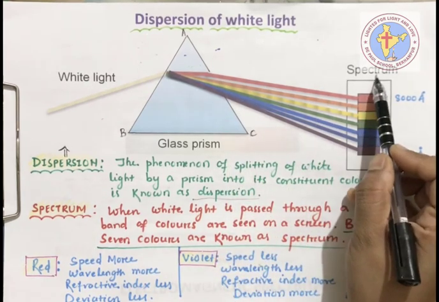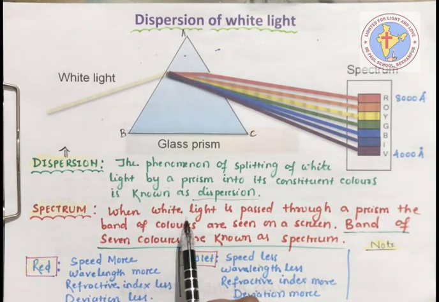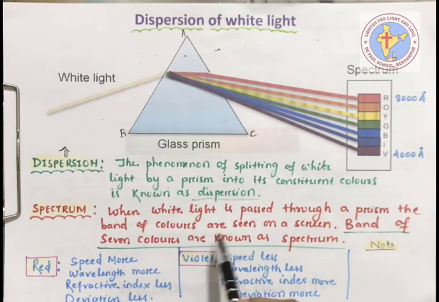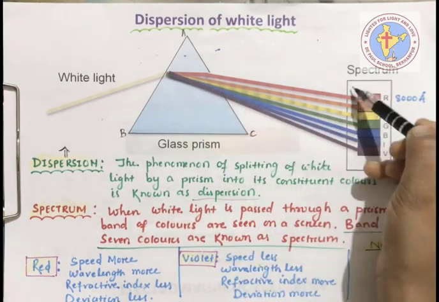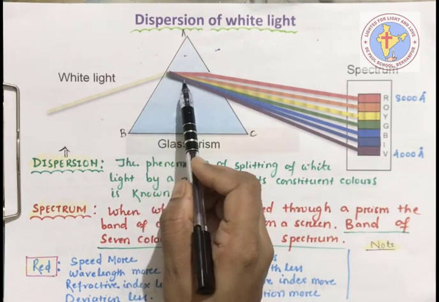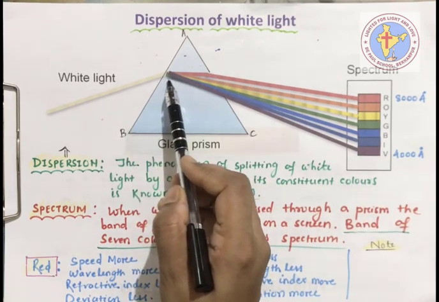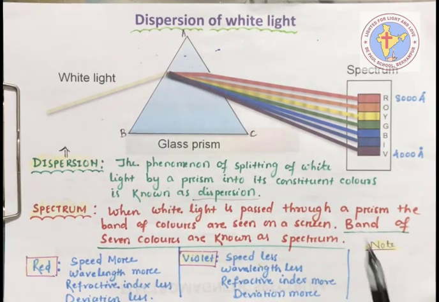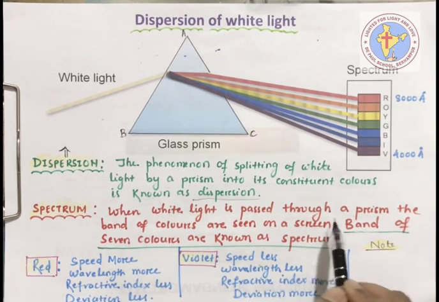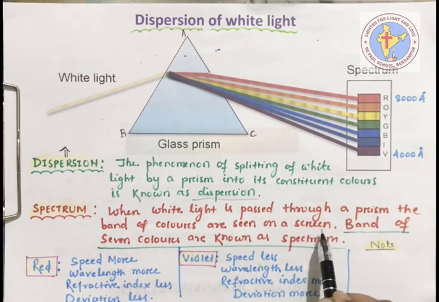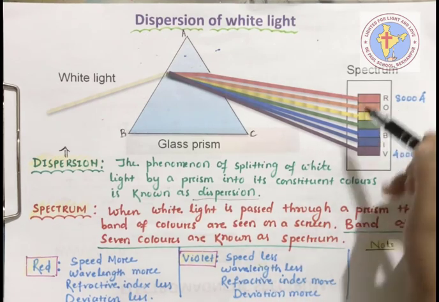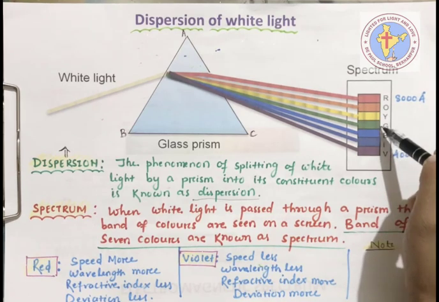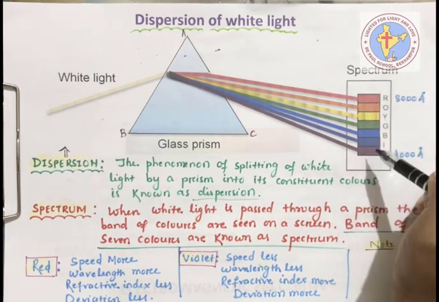Now what do you mean by spectrum? Spectrum is when white light is passed through a prism, the band of colors is seen on a screen. These all are the band of colors. When this white light is getting split into 7 colors, then we are seeing the band of 7 colors, that is spectrum. So when white light is passed through a prism, the band of colors seen on a screen, the band of those 7 colors, is known as spectrum. So this is a band of 7 colors, that is VIBGYOR, and this is known as spectrum.